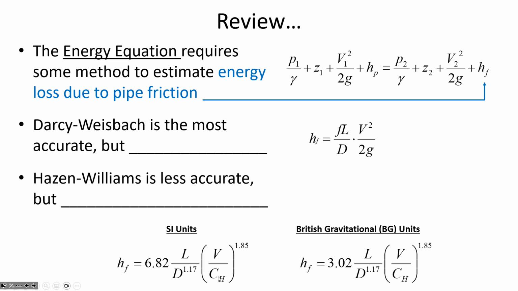The recorded lecture on Friday, I showed you these two equations for the Hazen-Williams equation. You'll notice that if you're working in SI units, it looks different than if you're working in British gravitational units. You can rearrange the Darcy-Weisbach equation to solve for V. So I also showed you that if we have a known diameter, length, and head loss, then we can find out what would be the flow velocity through a pipe under certain conditions.